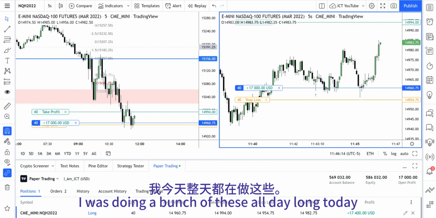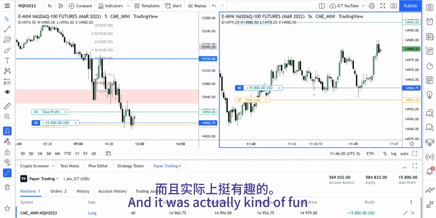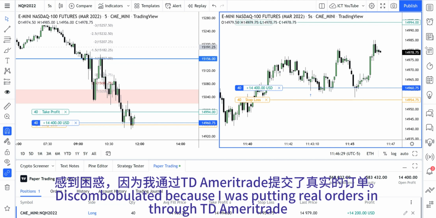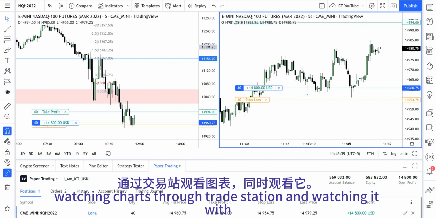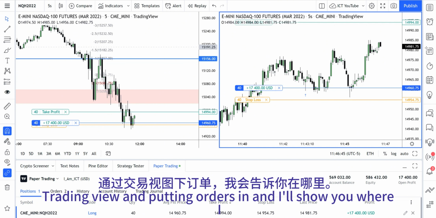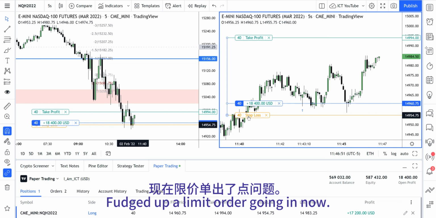So I was doing a bunch of these all day long today. And it was actually kind of fun. But I got a little discombobulated because I was putting real orders in through TD Ameritrade, watching charts through TradeStation, and watching it with TradingView, and putting orders in, and I'll show you where I fudged up a limit order going in.